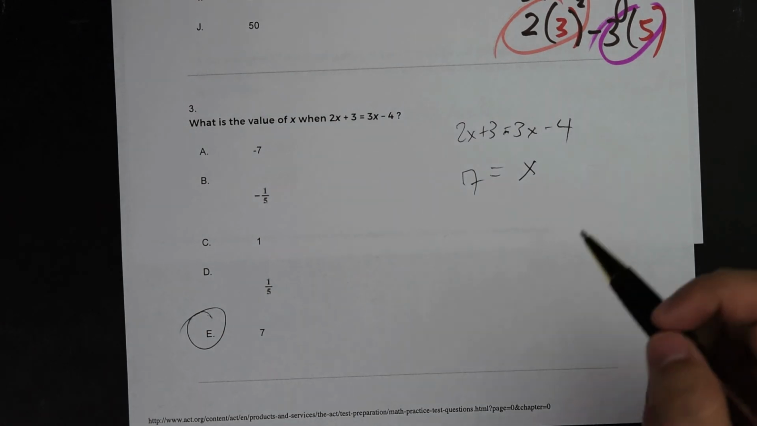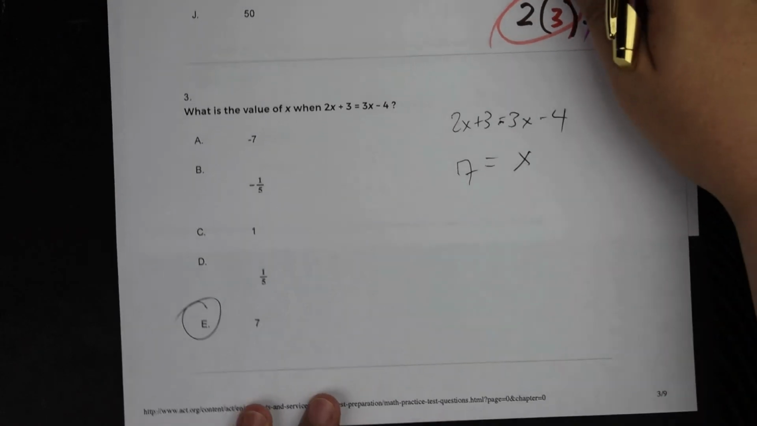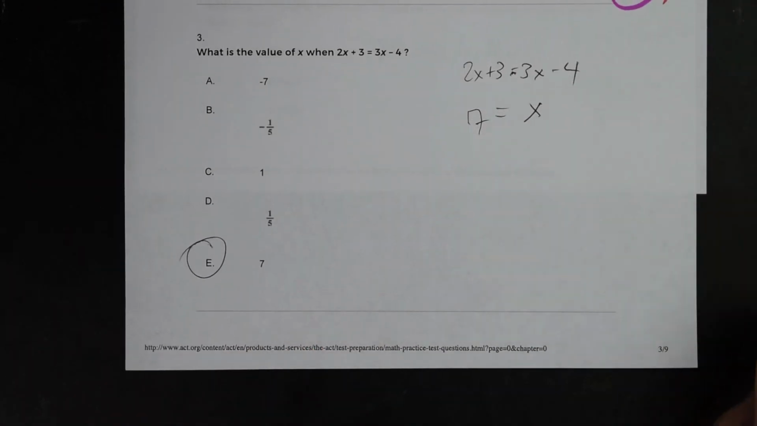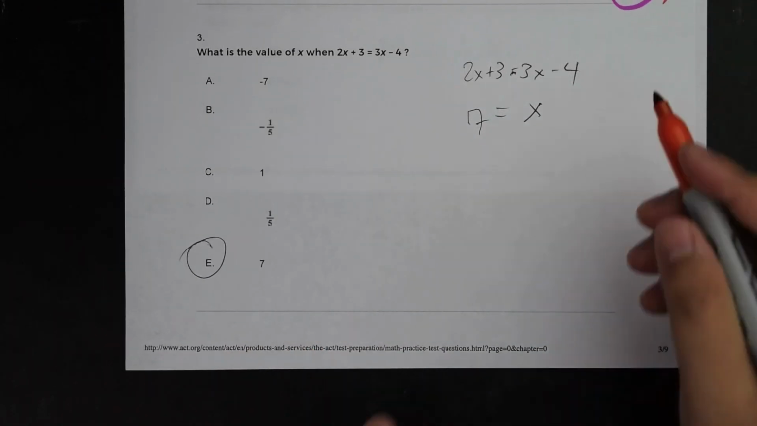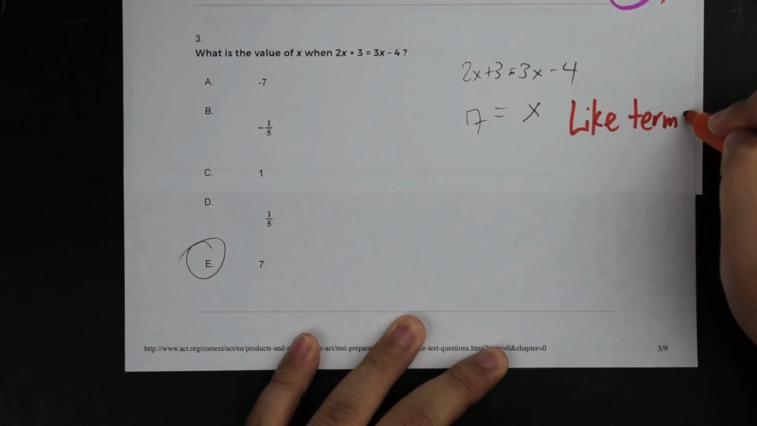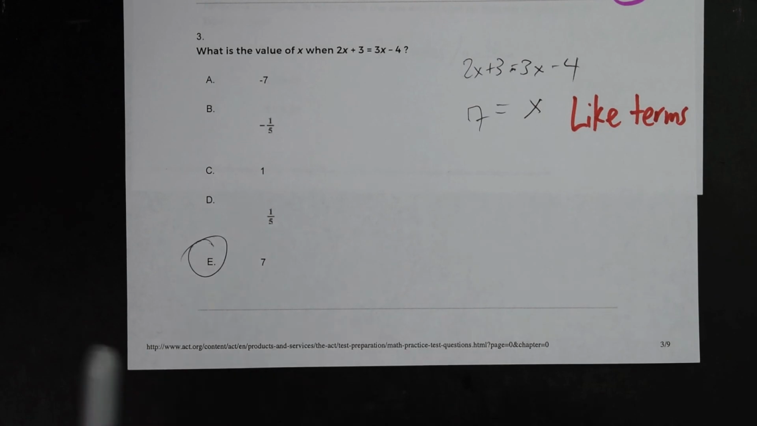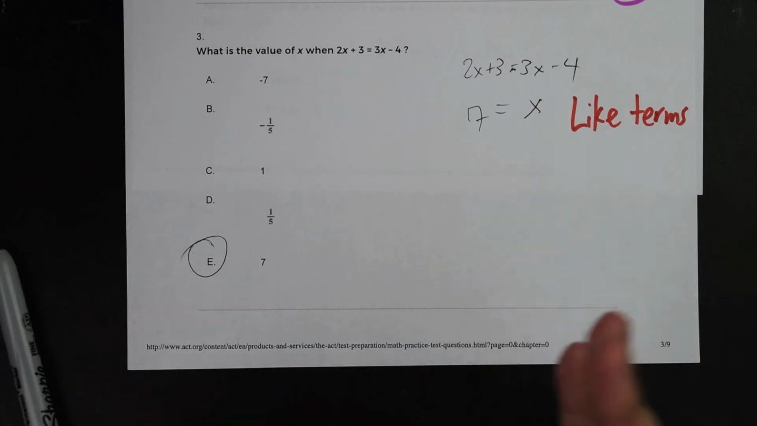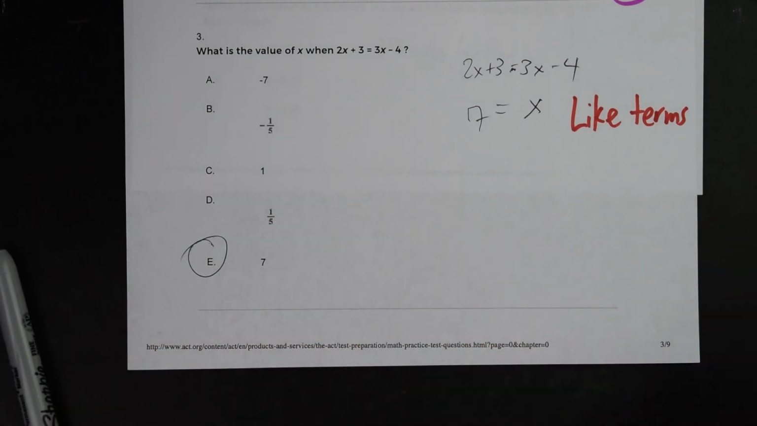So for this question, what we needed to do was to look for like terms, okay? And I'm going to actually write that term out right now. So like terms. What I mean by that is that I need to make sure that I move all the variables to one side, all the constants to the other side.